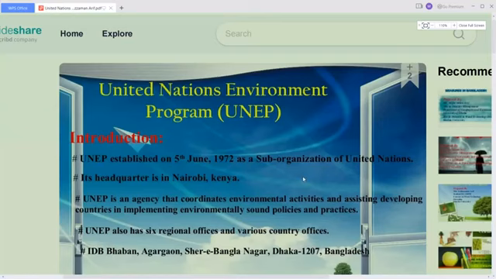Nairobi in Kenya. The UNEP is an agency that coordinates environmental activities for maintaining a sustainable environment, and also assists developing countries in implementing environmentally sound policies, environmental protection activities, and practices. UNEP has 6 regional offices, and also various offices located in different countries.